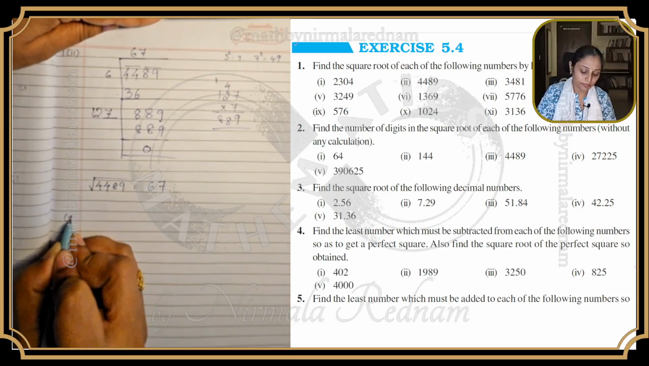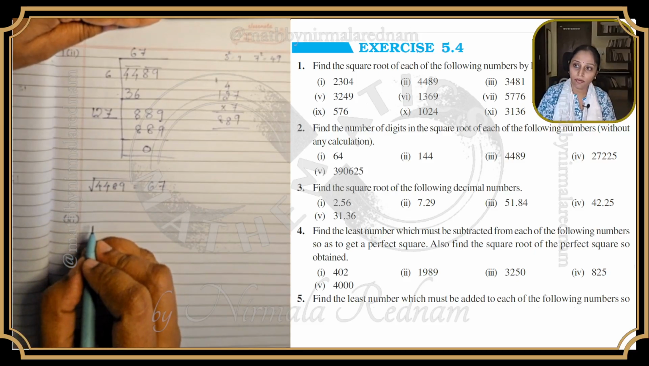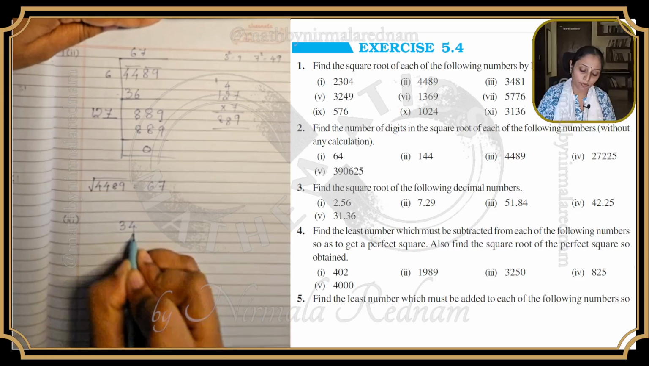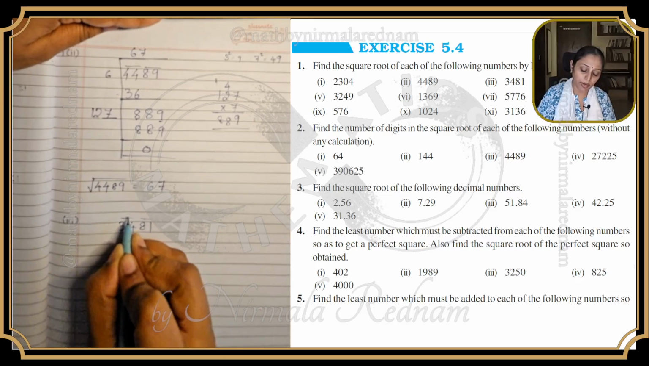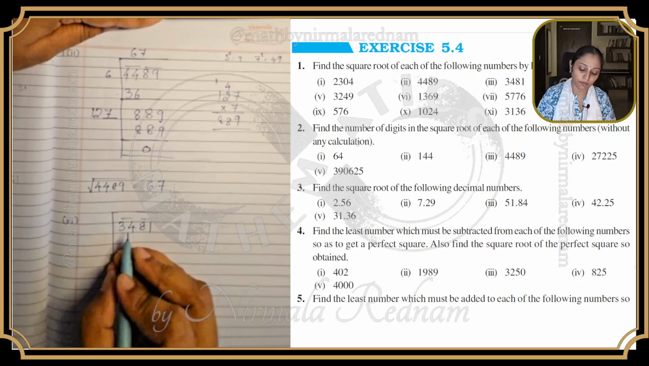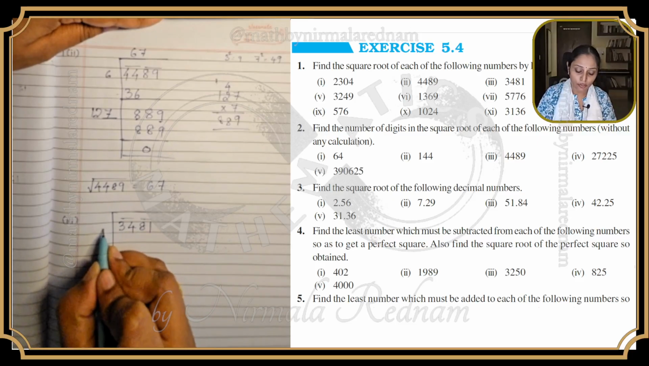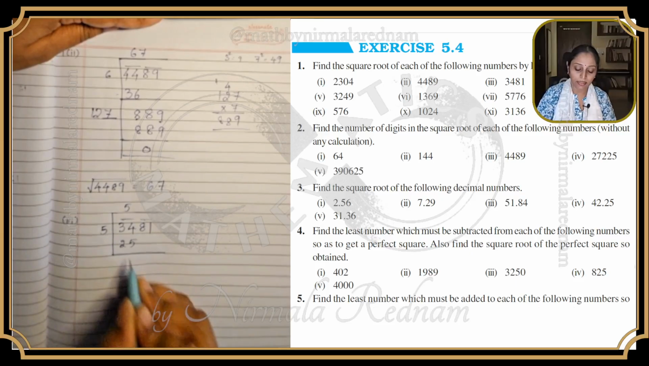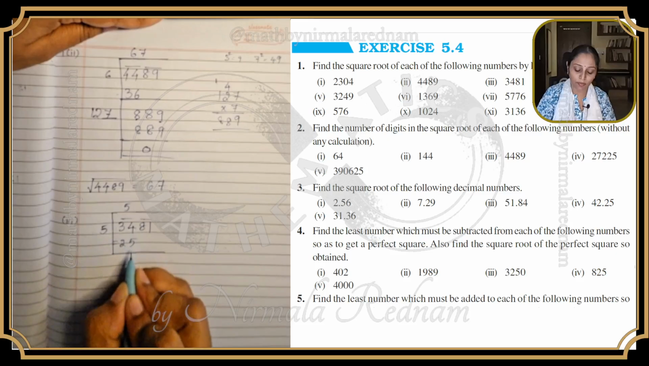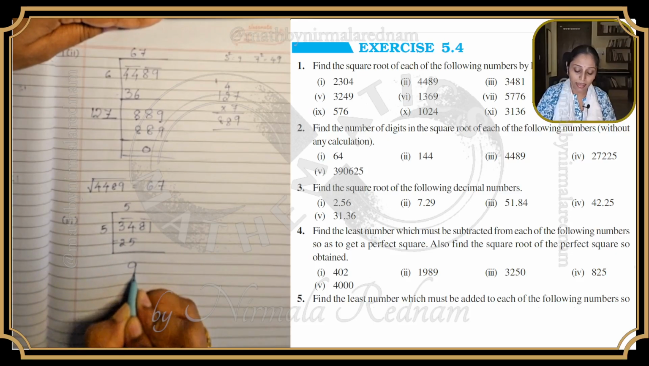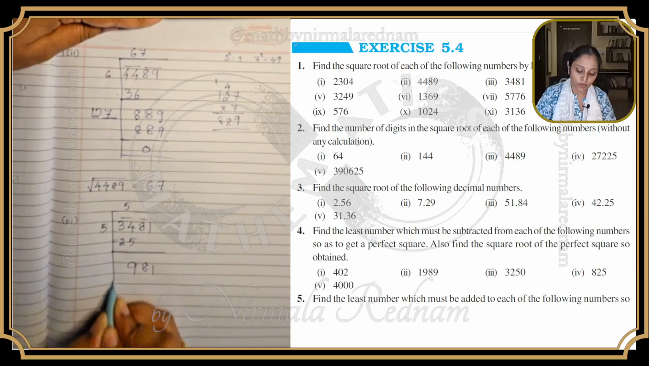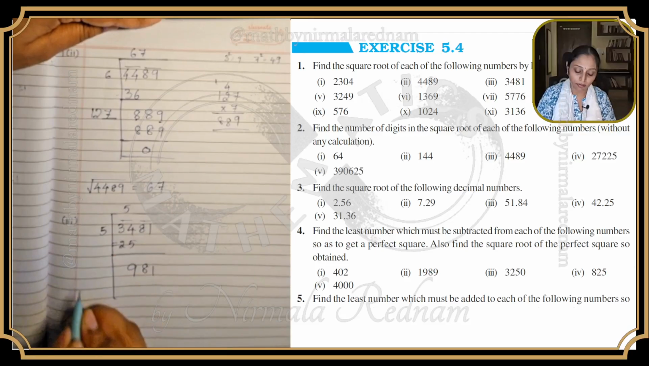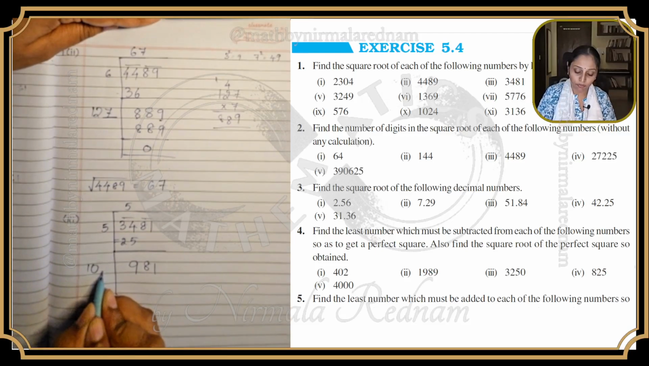Third question, I have 3481, right? First step is putting the bars and then check for 34. Closest is 25. So I'm going to write 5 fives are 25. When I take the subtraction of these two, I'm going to get 9, right? And then I'll bring down these two. So I have 981. Twice of 5 is 10 and I have to figure this out.